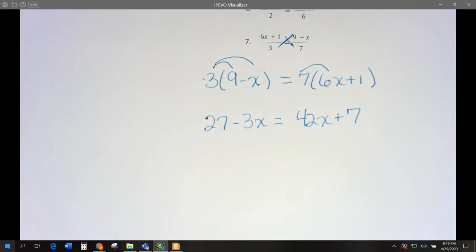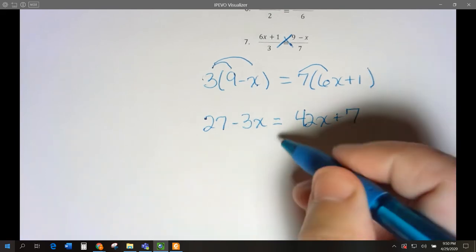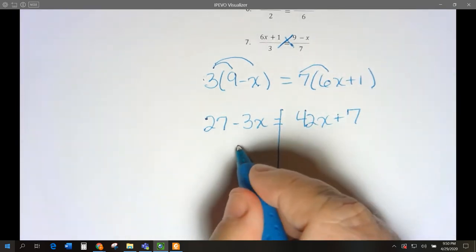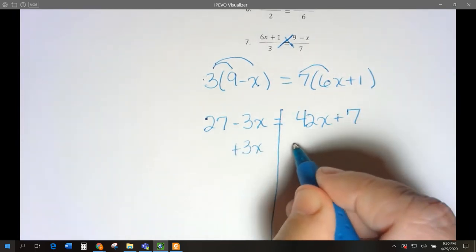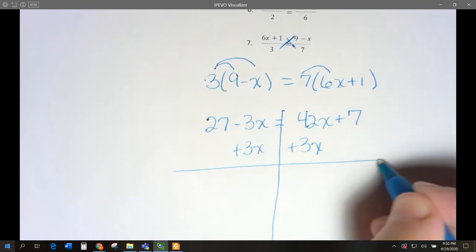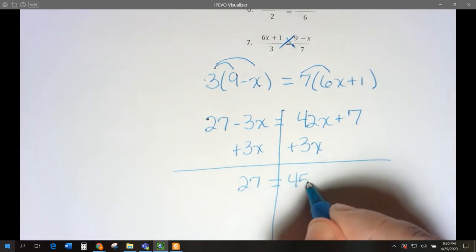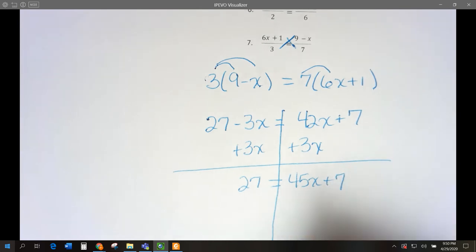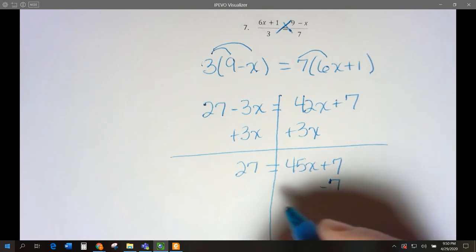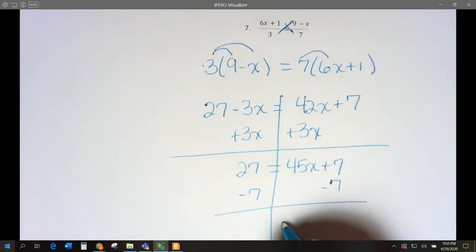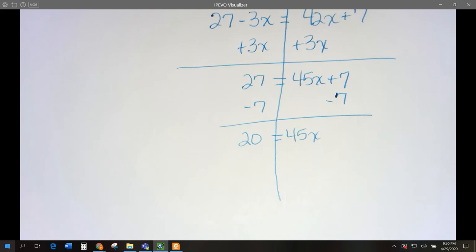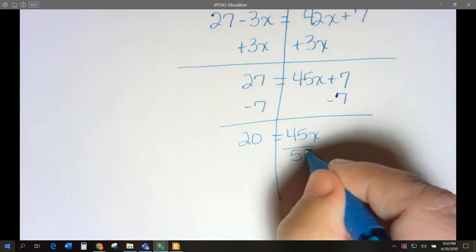Now we need to get our variables on the same side. So we get rid of the variable with the smallest coefficient, which is negative 3. To get rid of the negative 3, we add 3x to both sides. We're going to get 27 equals 45x plus 7. You got to get rid of the 7, so we're going to subtract 7 from both sides. We get 45x equals 20. Now we're going to divide by 45 on both sides.